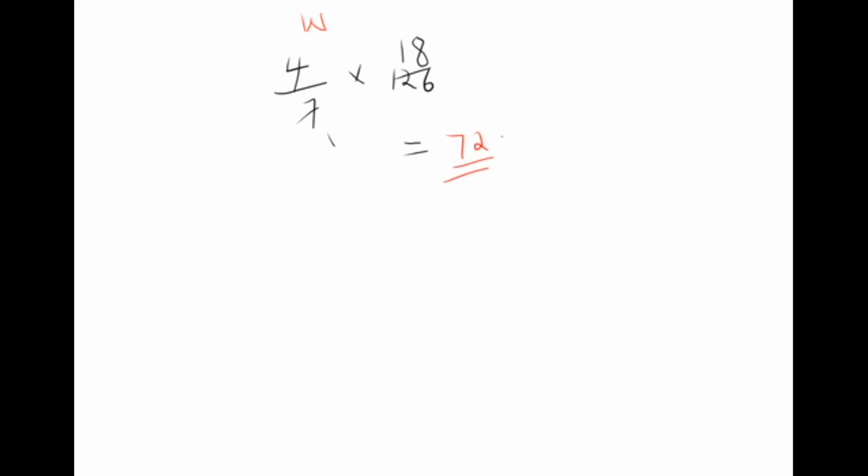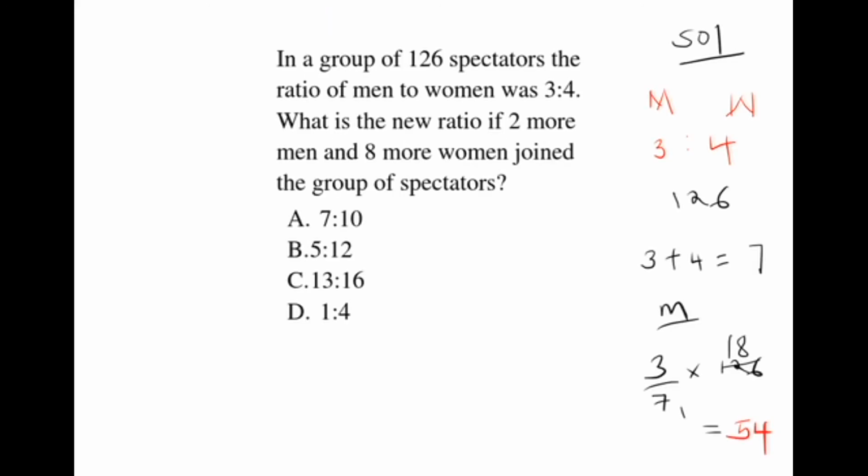Then we are told, what is the new ratio if 2 more men and 8 more women join the group of spectators? 2 more men, 8 more women. So if 2 more men join here, the number of men now will be 54 plus 2. The number of men now will be 56 men.